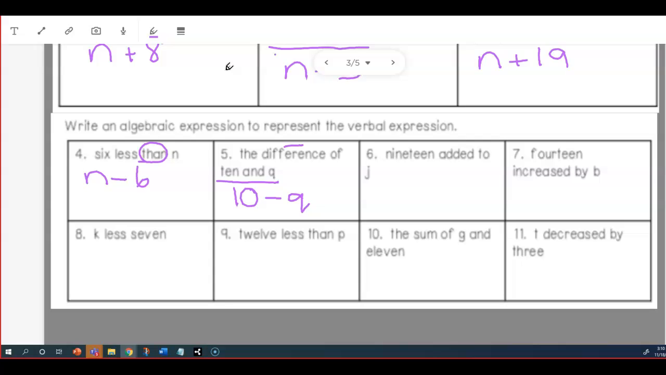Okay, number 6, 19 added to j. Maddie says 19 plus j. Now you say j plus 19. So what's it going to be? Well, what if I stick the word is in here? 19 is added to j. J plus 19. All right, but I just want you to think about it. J plus 19. Okay, 14 increased by b.